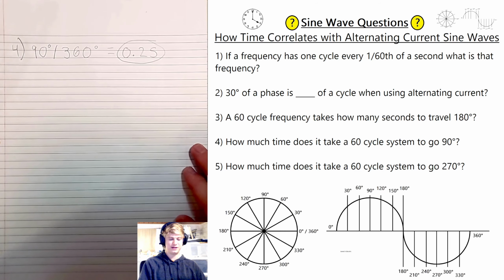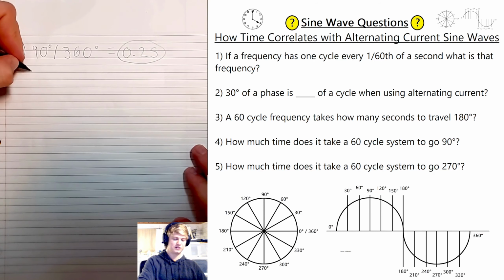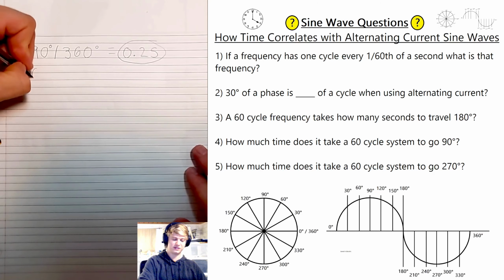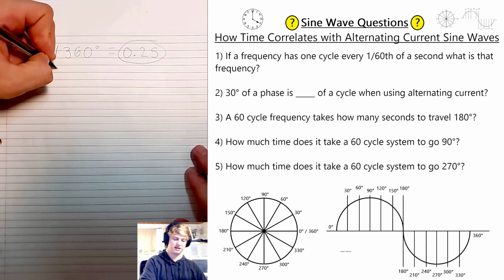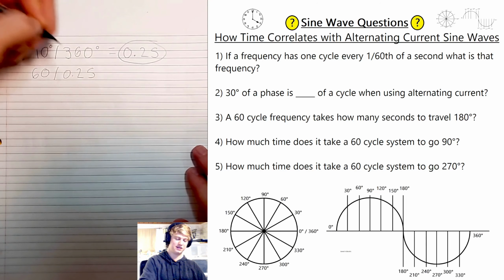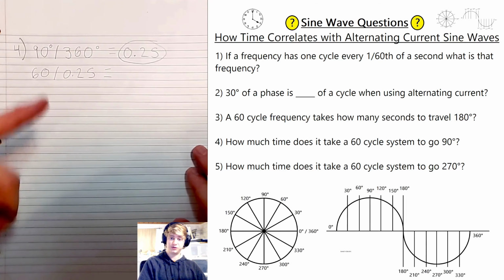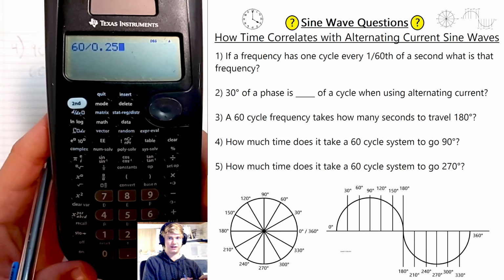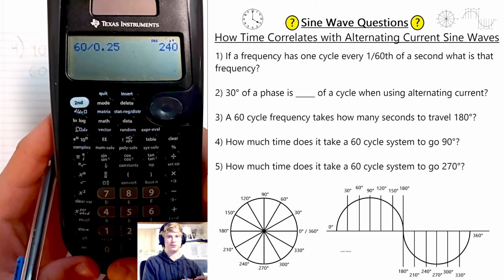So now we know that 90 is 25% of 360, but we're working with a 60 cycle system. And remember, we want to know how much time it takes the 60 cycle system to go 90 degrees. So in this case, all we have to do is keep in mind the 60 cycle system, and we just get 60 and divide it by the 25% as a decimal, which is 0.25. 60 divided by that 25%, we get the number 240.